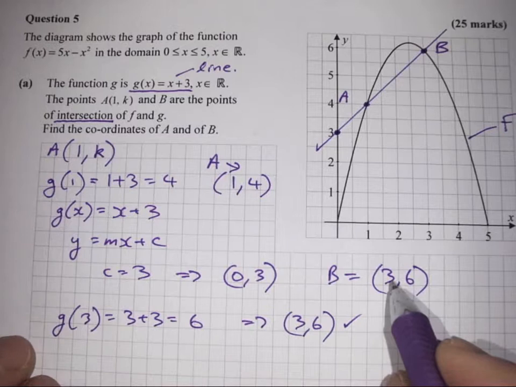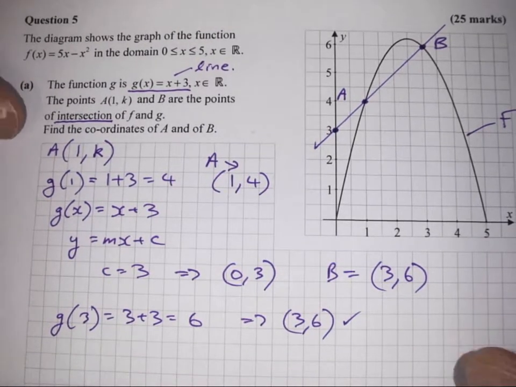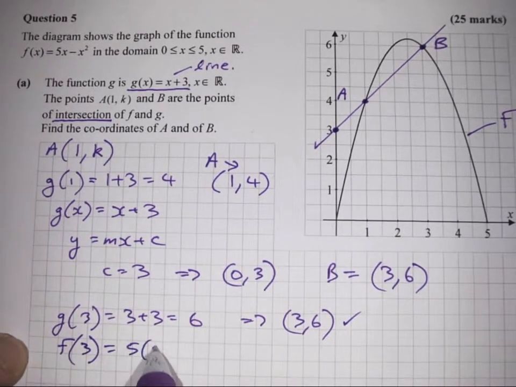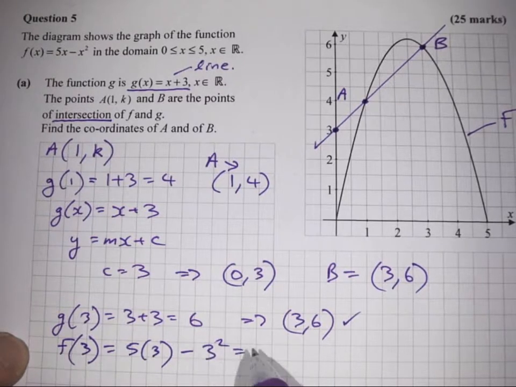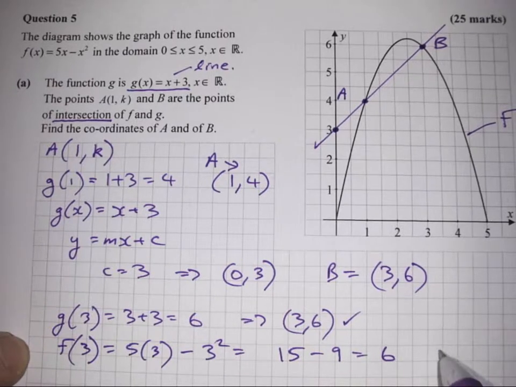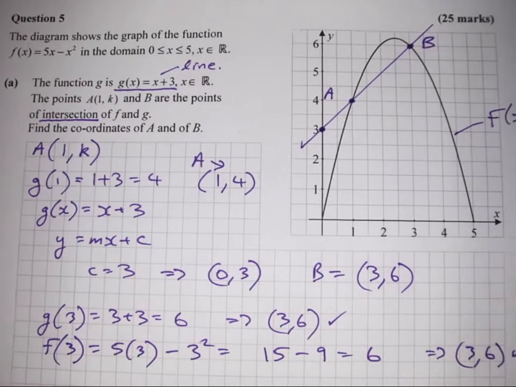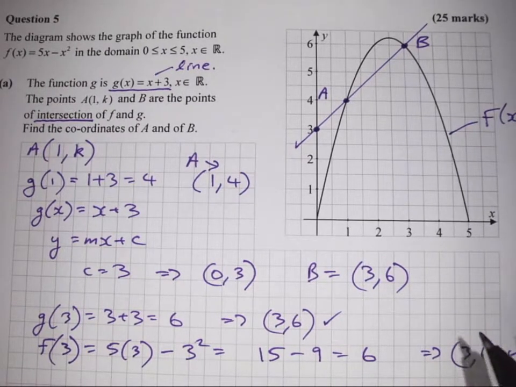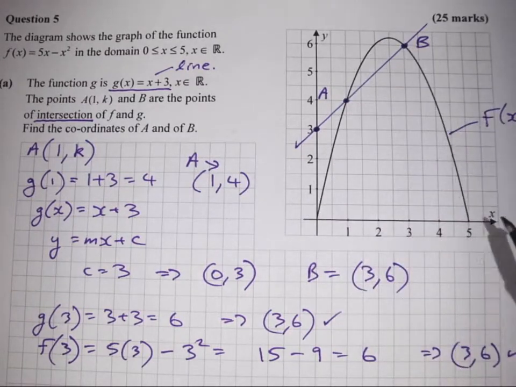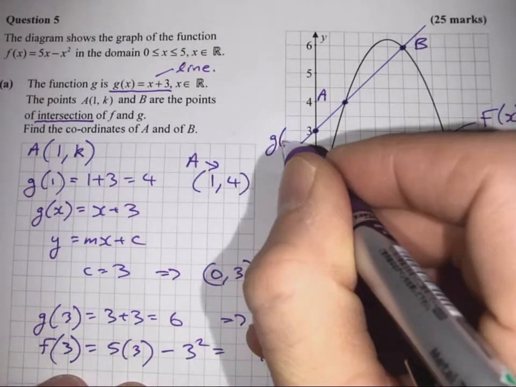And we can also feed x equals 3 into our f of x function to check things out. So f of 3 equals 5 times 3 minus 3 squared, which is equal to 15 minus 9, which is also equal to 6. So that checks out. So we can say that the two points A and B are the points of intersection of our curve f of x and our straight line g of x. So we can mark that straight line there, g of x.